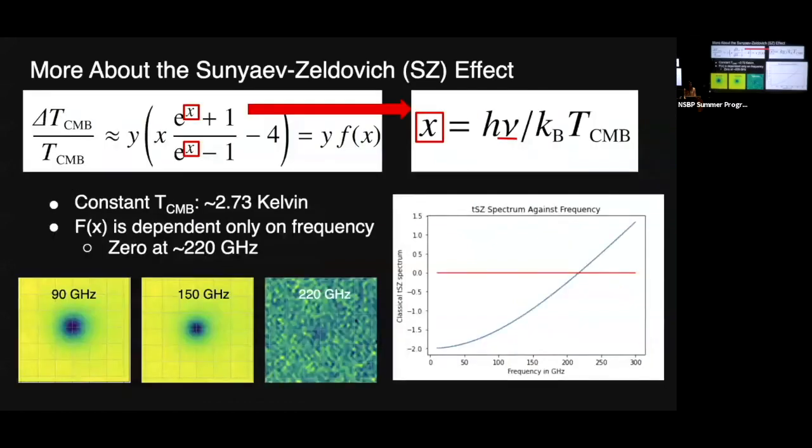This is an equation describing that process I just went through. What's important to note here is the variable T_CMB, the temperature of the CMB, a constant of about 2.73 Kelvin. And this equation depends uniquely on frequency. If you're looking at this graph below, this blue curve shows the pattern of f of x, and you may notice that at about 220 gigahertz on the x-axis, it reaches a value of 0.